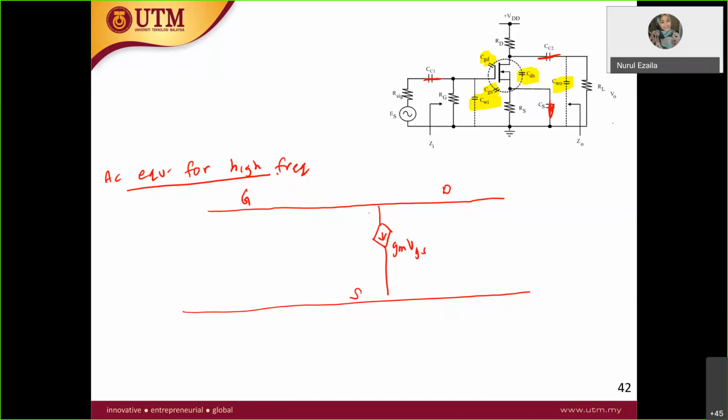Let's go from node to node. At the gate over here, you have RG. This is your gate, and you have RG. And then you also have your R signal. I want to draw a little bit back over here. So this is your RG.